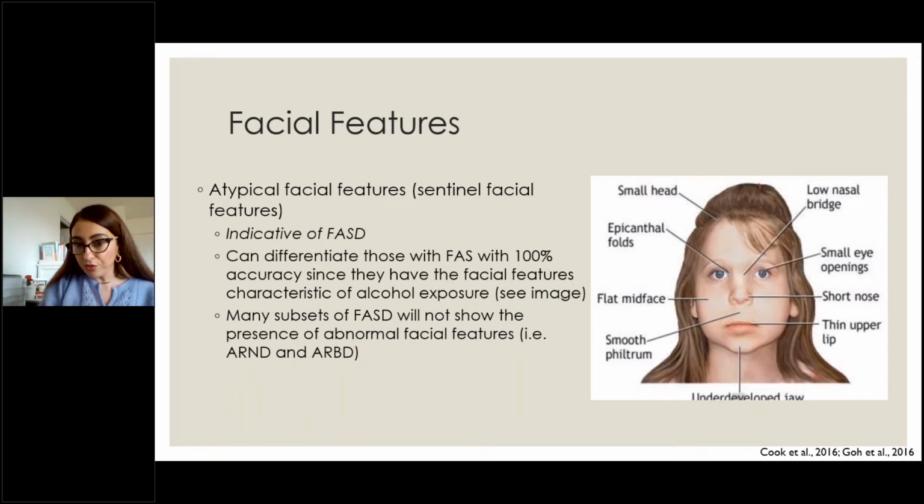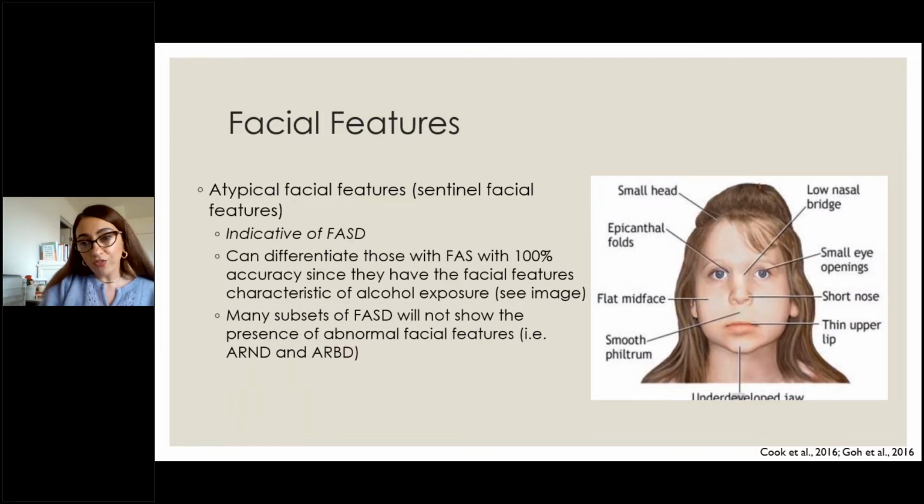And then we have the smooth philtrum. As you can see where it's located, there is no bump. It's very smooth because alcohol impacts the midline of the body and the face. So everything in the midline is going to be more flattened and not as developed. And then you can see the thin upper lip.